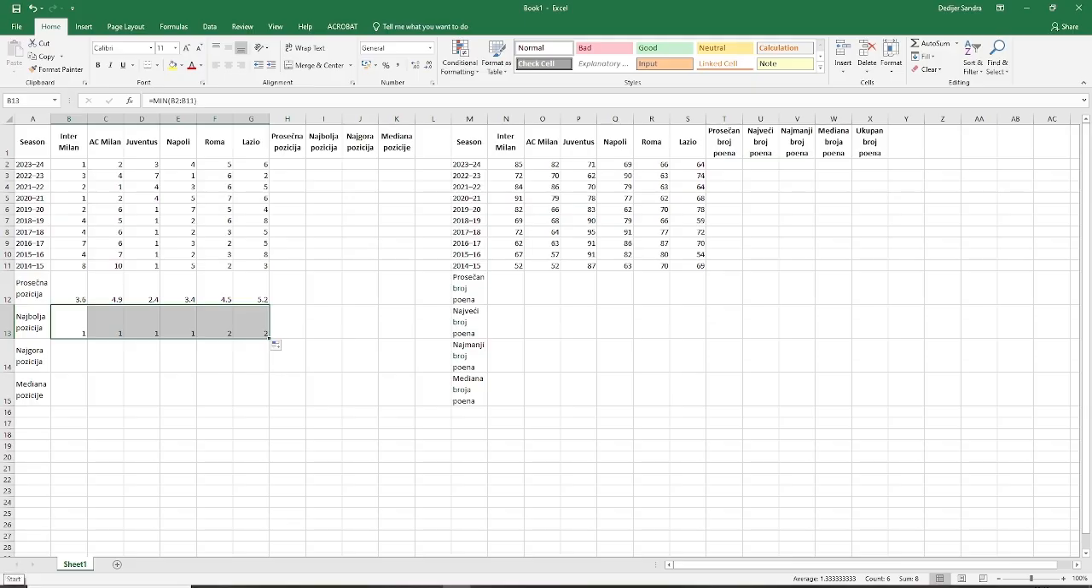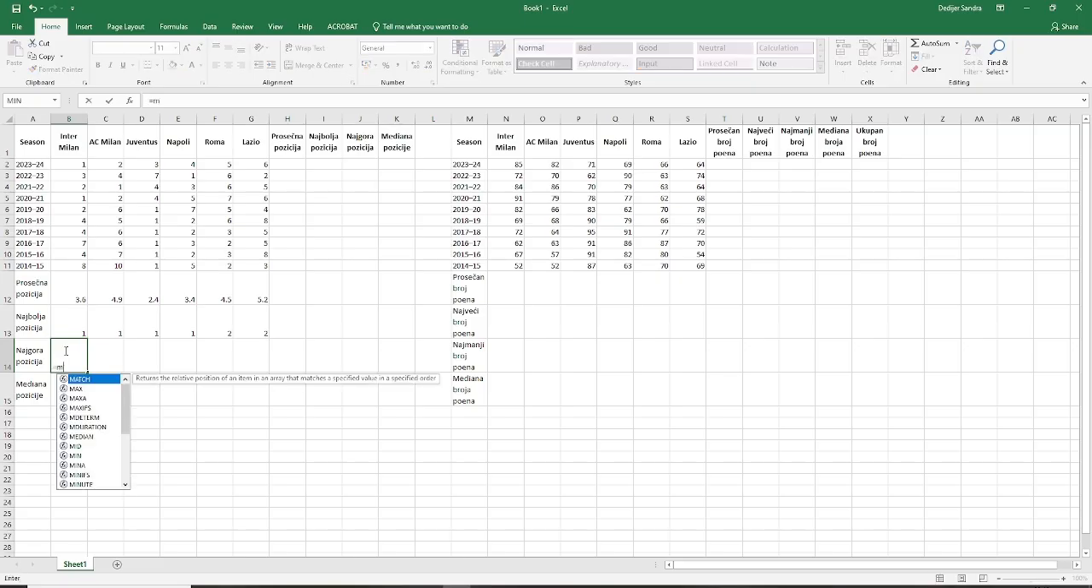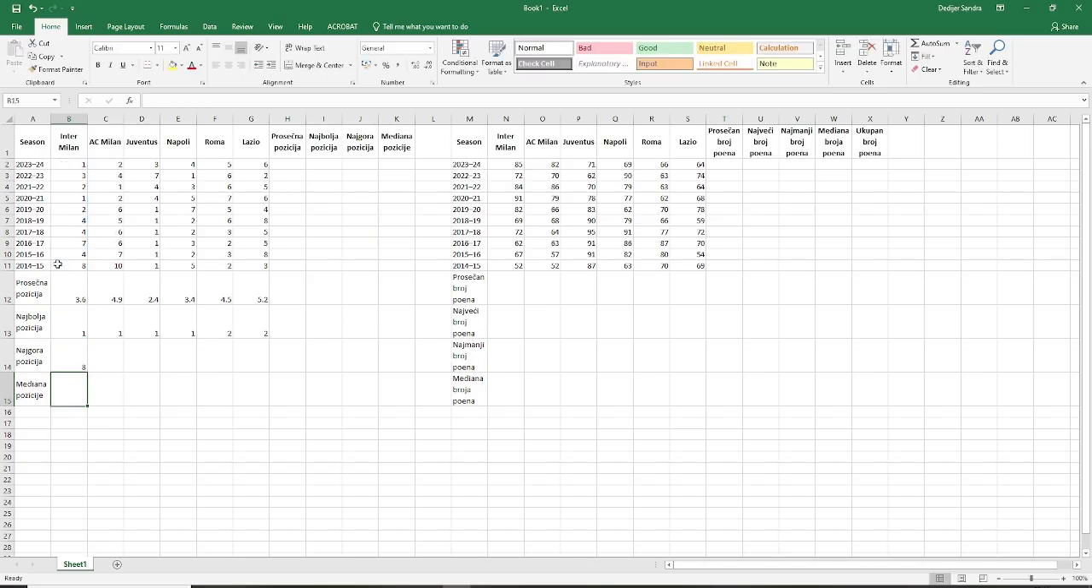We also calculate the worst position using the formula max, so equals max, also for the first club, Inter Milan, from B2 to B11. The formula is applied to the other clubs as well by dragging.